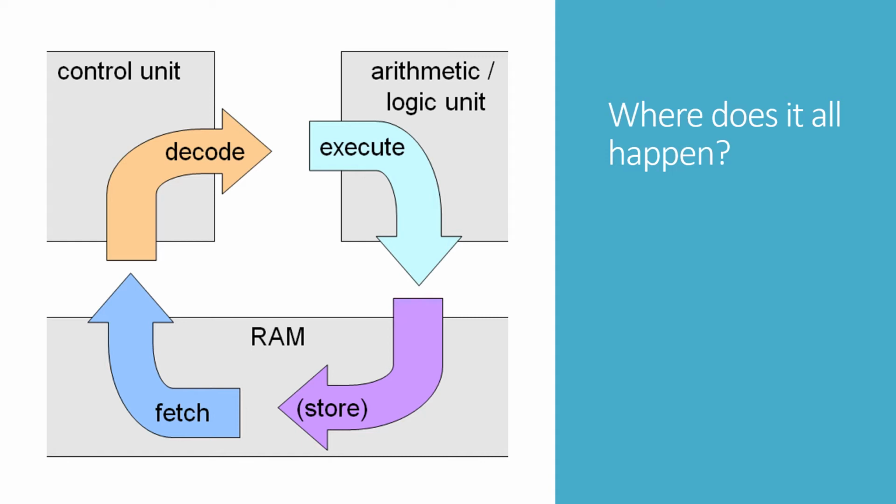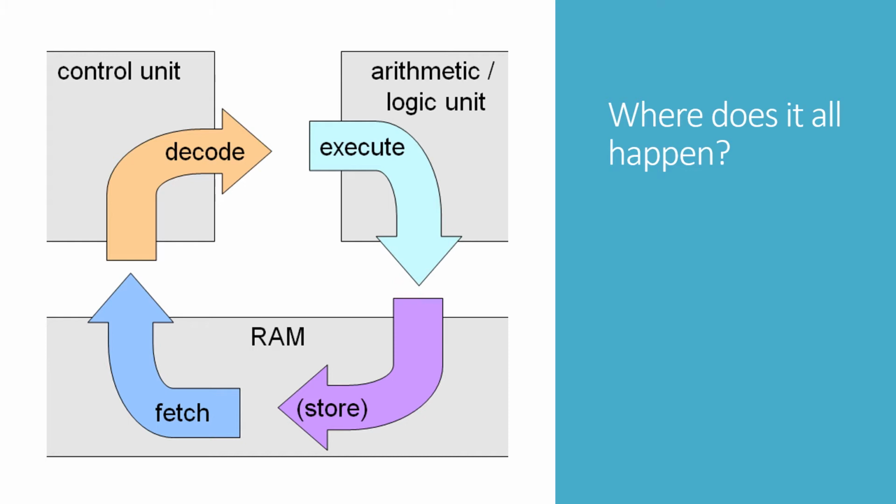Fetch, if you look down in the bottom left here, fetch is where an instruction stored as a binary number inside RAM is passed down a bus from RAM to the control unit. Inside the control unit, the instruction is decoded. Remember that all instructions are stored as binary numbers. Binary numbers can represent all kinds of different things inside the computer, but if it's an instruction code, the control unit has to find out what the matching instruction is.